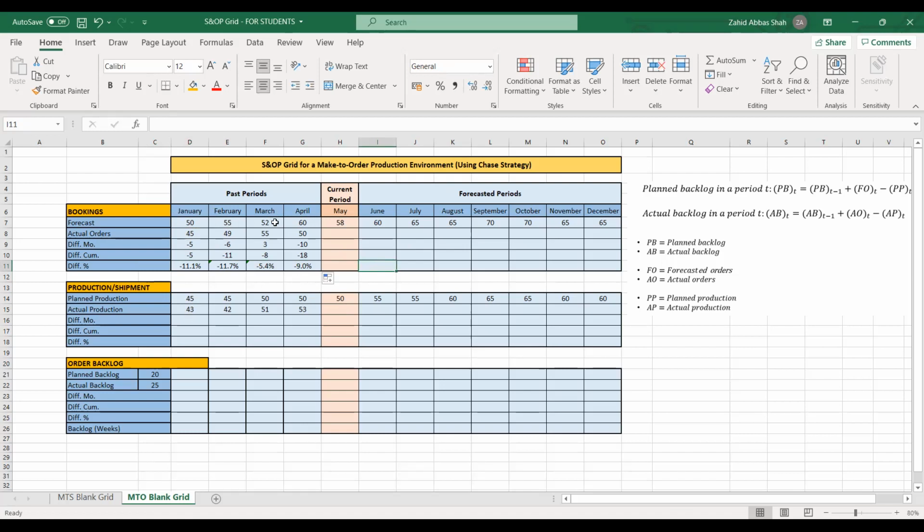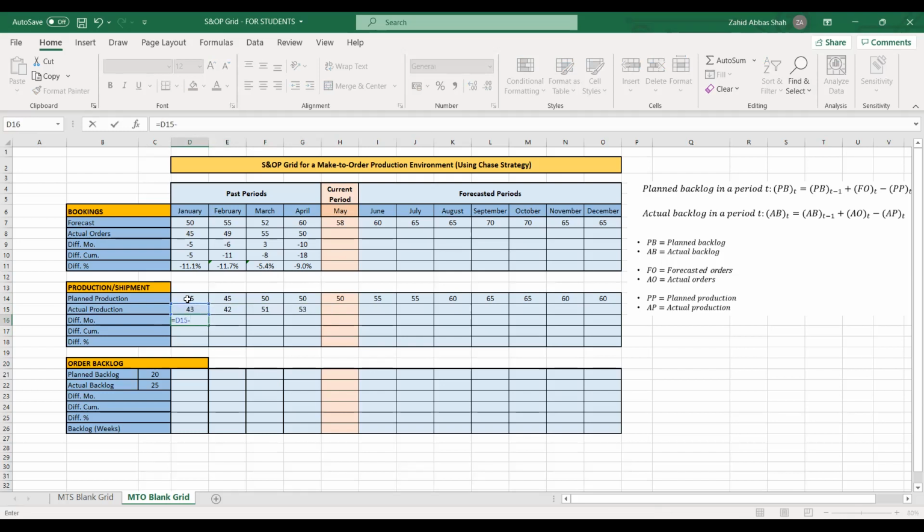Similarly, according to this forecast, we had planned production, and you could see here that as a whole, the planned production is less than the forecast. And similarly, as a whole, the actual production is less than the orders that we received. And that could be practically because of the limitations on the capacity that the organization has. This is an illustrative example. Practically, this difference could be even greater.